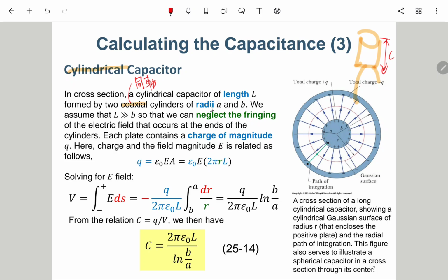Coaxial cylinders of radii a and b. Radii is the plural of radius. Okay, so the smaller one is a, and the larger one is b. Here we assume that this L, the length, is much larger than the outer radius, so that we can neglect the fringe of the electric field that occurs at the end of the cylinders.